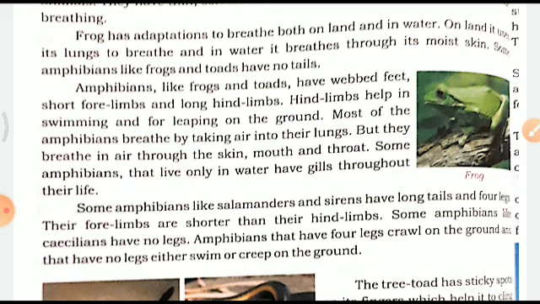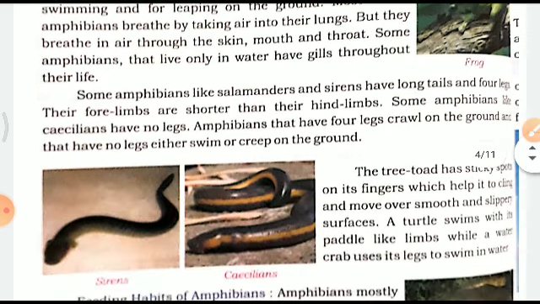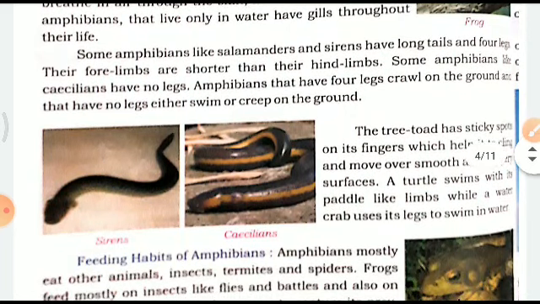मतलब जो amphibians जिनके चार पैर होते हैं वो क्रॉल कर सकते हैं ज़मीन पर, like alligators, right? बाकी जिनके नहीं हैं वो क्रीप कर सकते हैं या फिर ज़मीन पर ही वो स्विम कर सकते हैं या क्रीप कर सकते हैं ऑन द ग्राउंड, right.